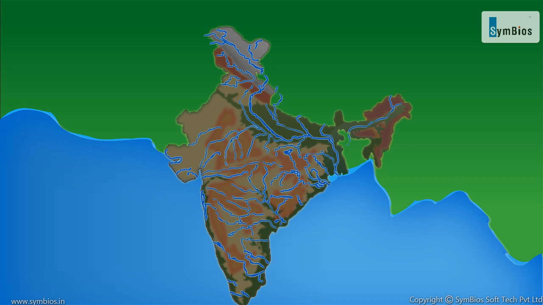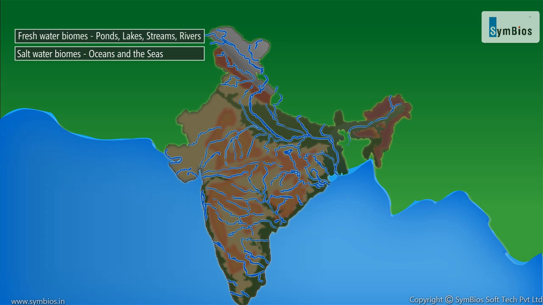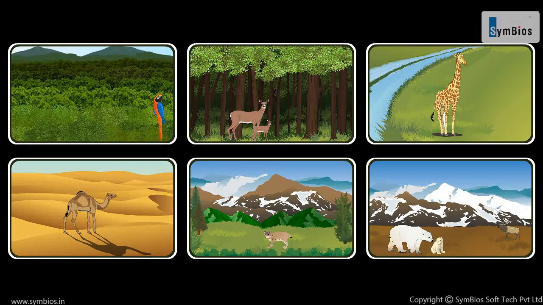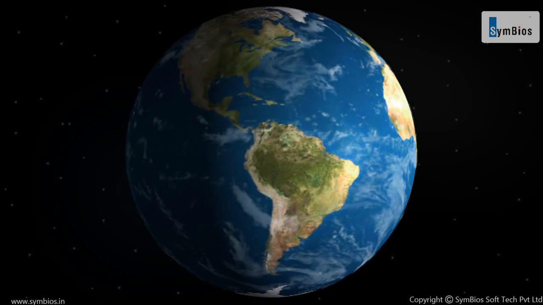The water regions are also divided as freshwater and saltwater biomes. The freshwater biomes include all the ponds, lakes, streams, rivers, and the saltwater biomes include all the oceans and seas which exist on the earth. Each biome can have several ecosystems. All the biomes along with their ecosystems are part of the biosphere, the highest level of the biological organization.